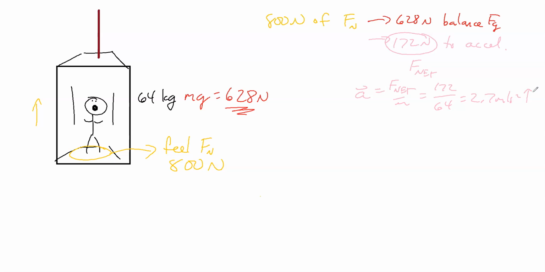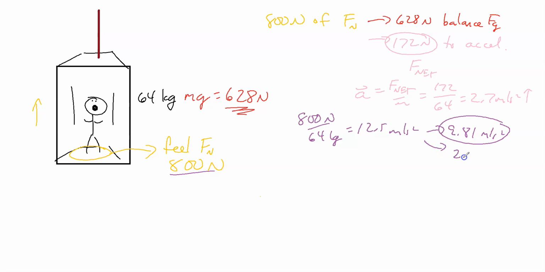You feel less normal force. Now, another way you could do this, and this is another really common way people do it, is they will just take that 800 newtons and divide it by the 64 kilograms. If you do that, 800 divided by 64, you will get 12.5 meters per second squared, which is sort of the total acceleration acting on the person. The only thing is, part of that, 9.81 of that, is for gravity. So what you'd be left with is about 2.7 meters per second squared in order to accelerate.